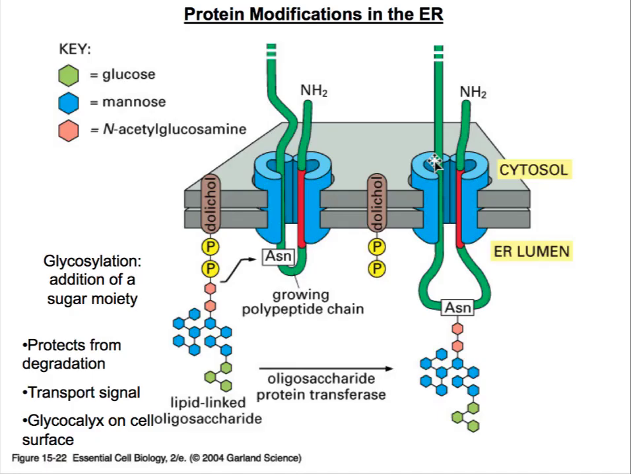Just to round things off with previous knowledge, we know that proteins can be modified at the ER or Golgi level, and those modifications normally take place on the lumen side. This illustrates how glucose entities can be attached to the polypeptide chain to make it into a glycoprotein.